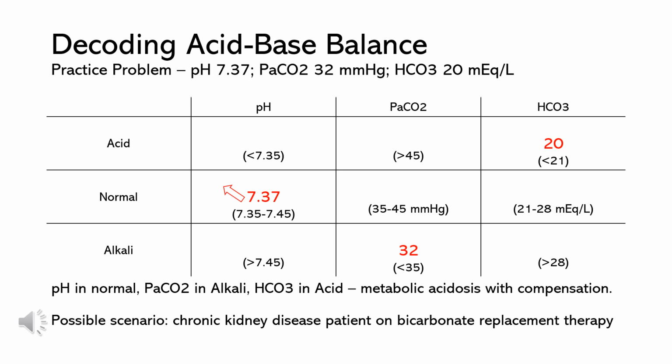7.37 is a normal pH. 32 is less than 35, so that's an alkaline PaCO2. And our bicarb at 20 is less than 21, so that's an acid HCO3. Our pH is normal, but it's leaning towards that acid. Our PaCO2 is alkali and our bicarb is acid. That means we've got a metabolic acidosis with compensation. The possible scenario here is a chronic kidney disease patient on bicarbonate replacement therapy.